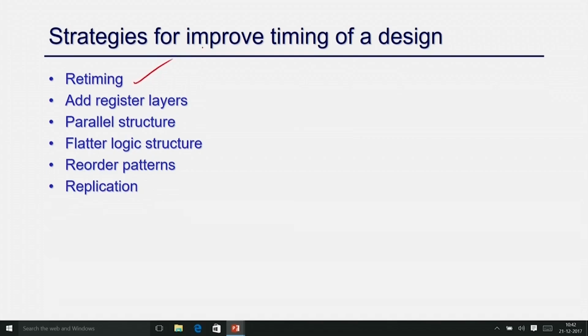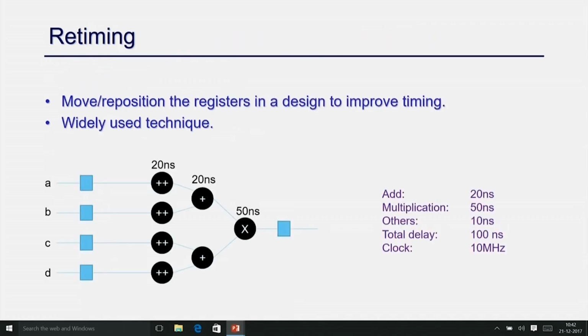Okay. So, there are several widely used techniques. One of them is retiming, and the next technique is adding register layers. Then we can also parallelize some structures, flatten logic structures, reorder paths, or do replication, right. These are all the techniques that are applied to improve your timing. So, we are going to discuss them briefly. Okay. So, first we are going to talk about retiming.